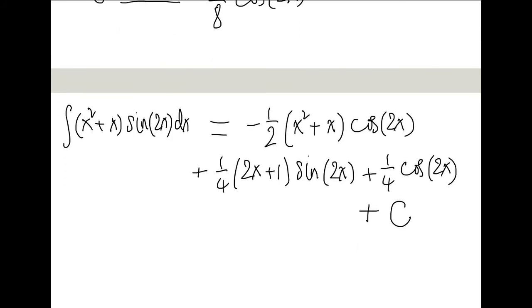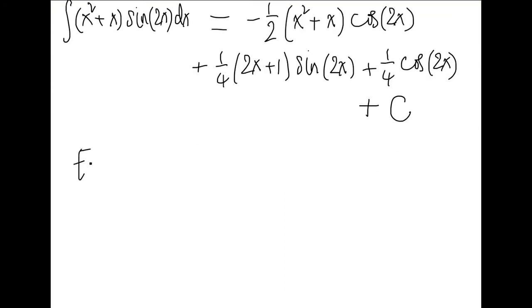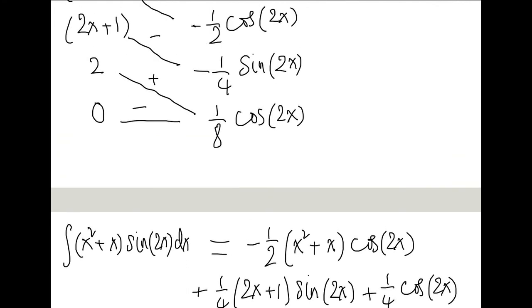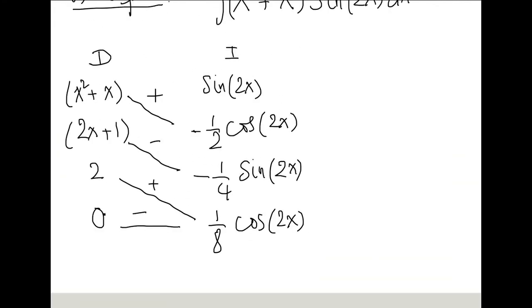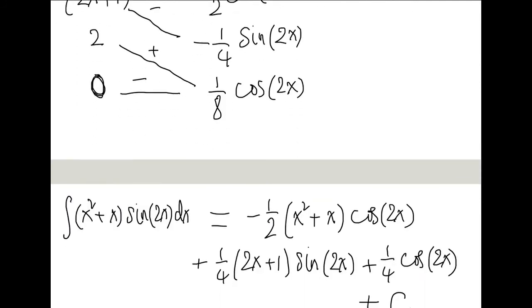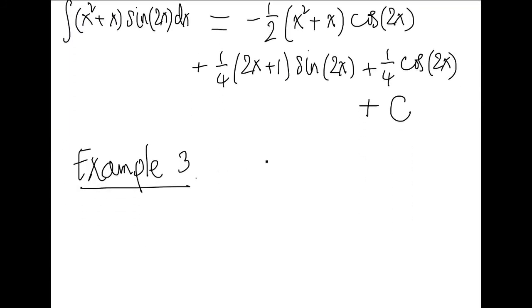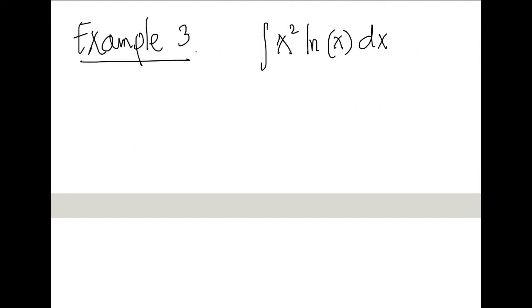Now sometimes after we take the derivative several times, we may not get 0, but we can still solve the problem by using the formula correctly. So here's another example. X squared, say, log x dx. Now for this problem, we need to be careful to choose which part is for d and which part is for I.